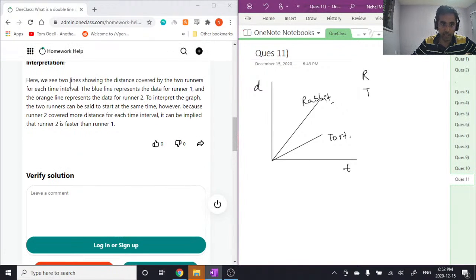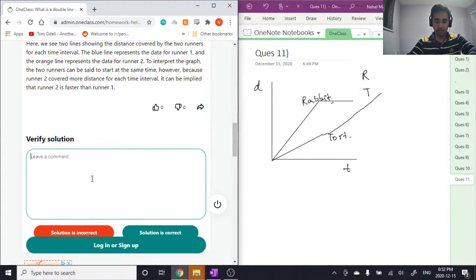Again, as they have explained here, the interpretation is that the rabbit covers more distance d in the same amount of time as the tortoise. However, as you know how the story goes, the tortoise ends up winning in the end. So essentially, after a certain distance d, the rabbit falls asleep, and this plot is somewhat straight. And then as time increases, the tortoise catches up. So this would increase, and that way the tortoise will win. So the solution is correct.